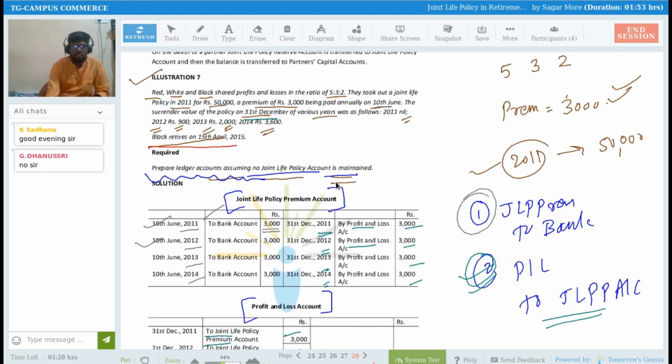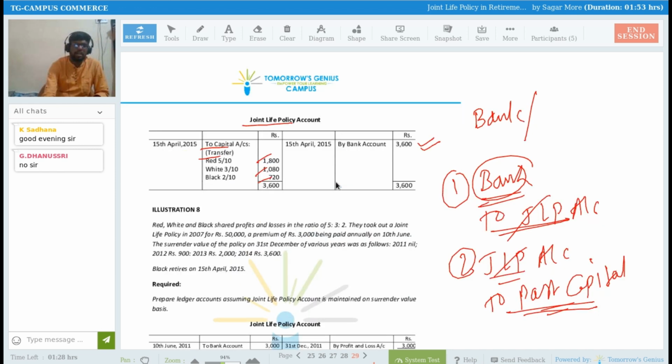And from where do they get the 3,600 amount? So it is given in the question. If you surrender on 31st of December 2014, afterwards, means after 2014, if you surrender your policy, then you will get how much? You will get 3,600 rupees, right? On 2014 onwards, and the retirement of a partner occurs in April 2015. So how much is the surrender value? 3,600. So I passed the journal entry for the same. Any doubt in these?